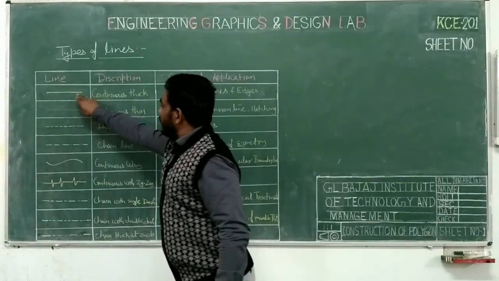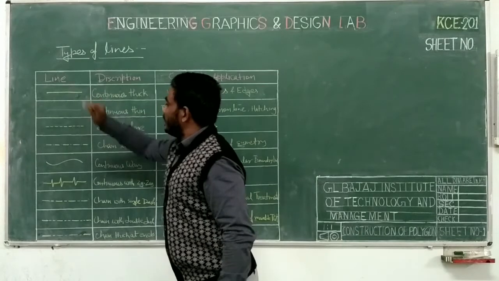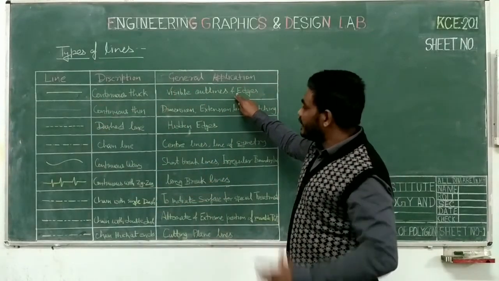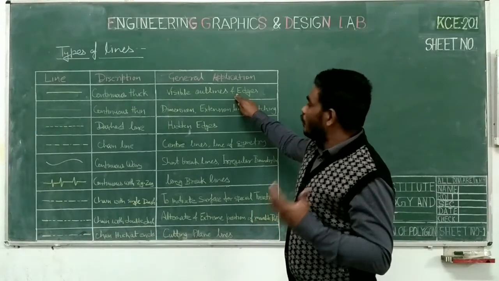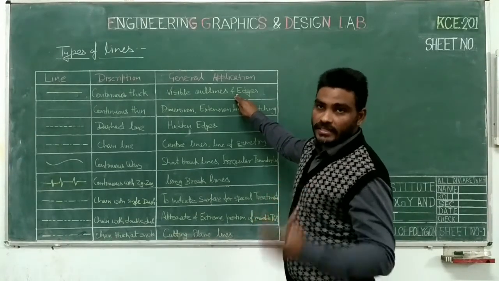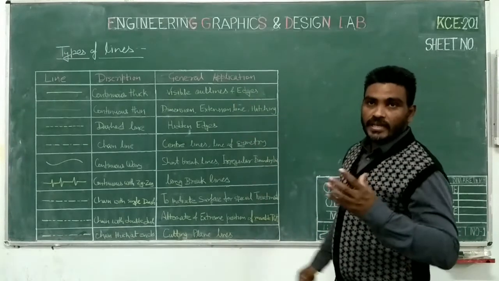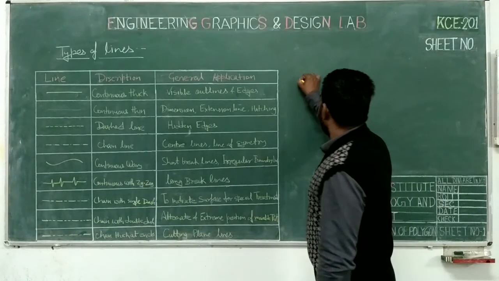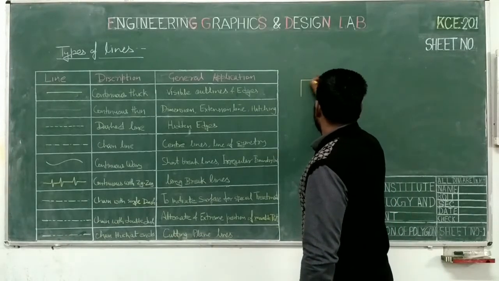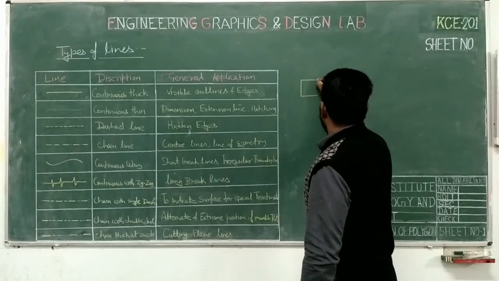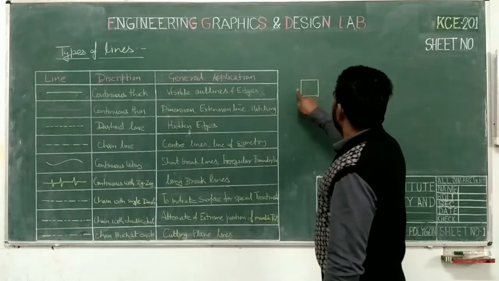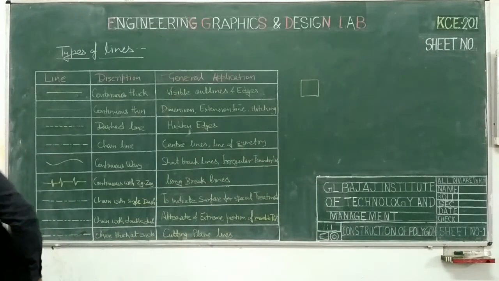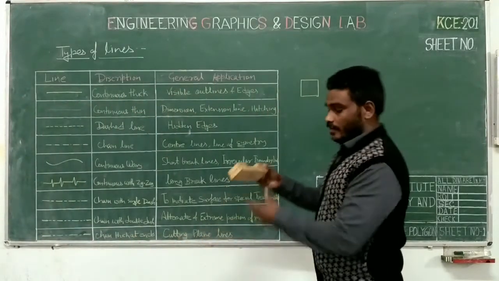For example, the first line is the continuous thick line. This line is used to indicate the visible outlines or visible edges, or to make our main drawing. For example, if we have to draw a square and this is our main drawing, we will use this line, the continuous thick line.